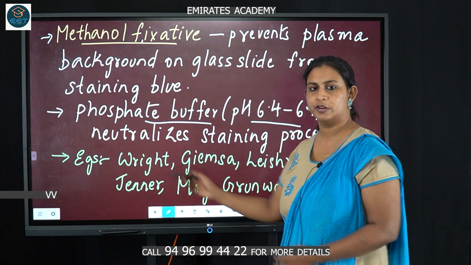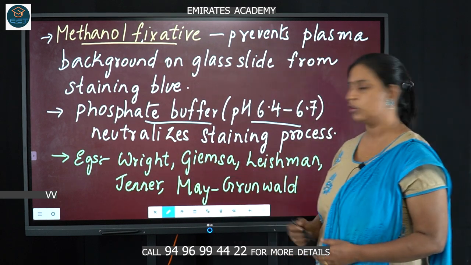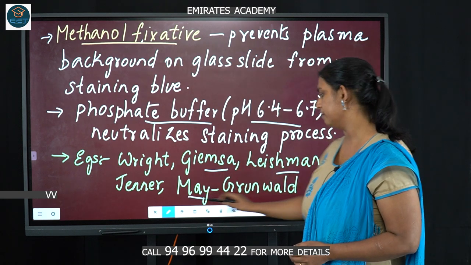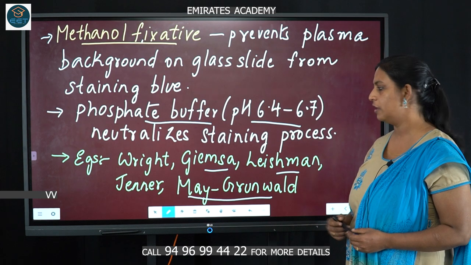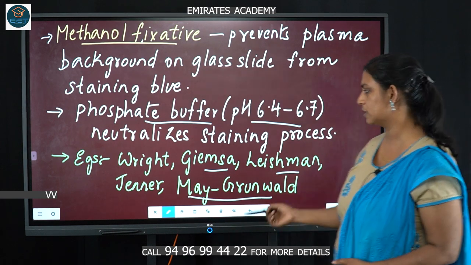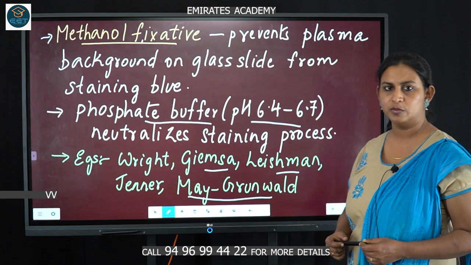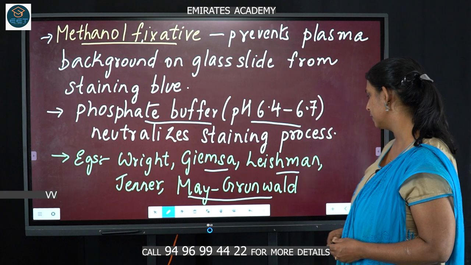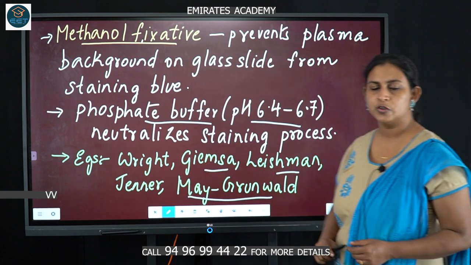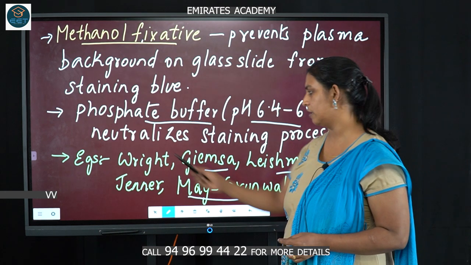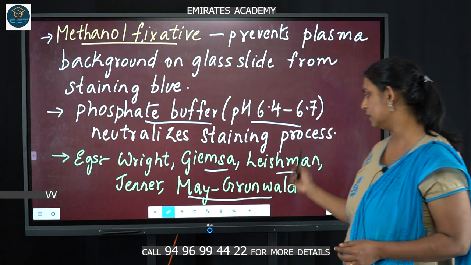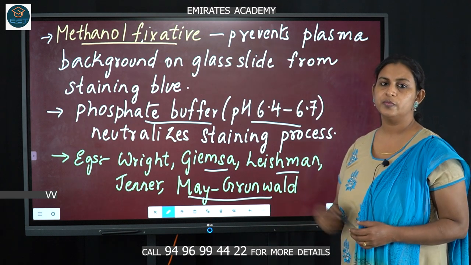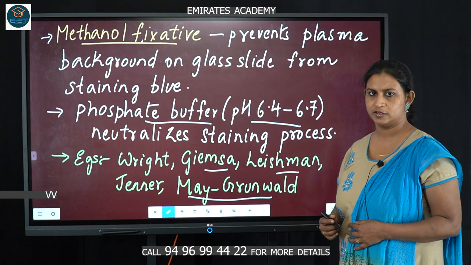Then examples of non-vital polychrome stains are Wright stain, Giemsa stain, Leishman stain, Jenner, and May-Grunwald stain. So apart from Romanowski stain, these stains can also be used as non-vital polychrome stains.